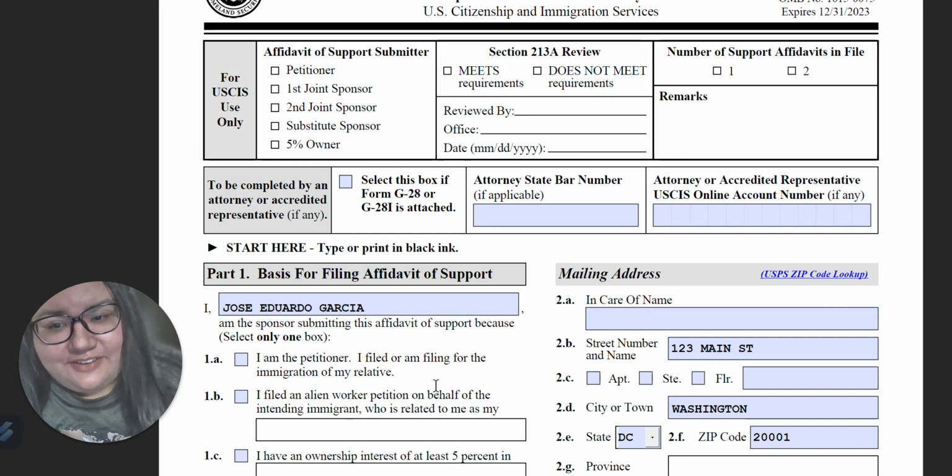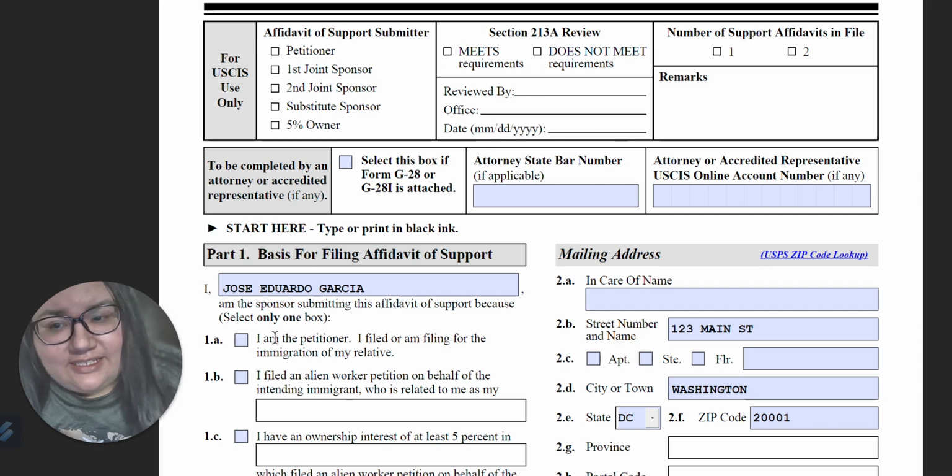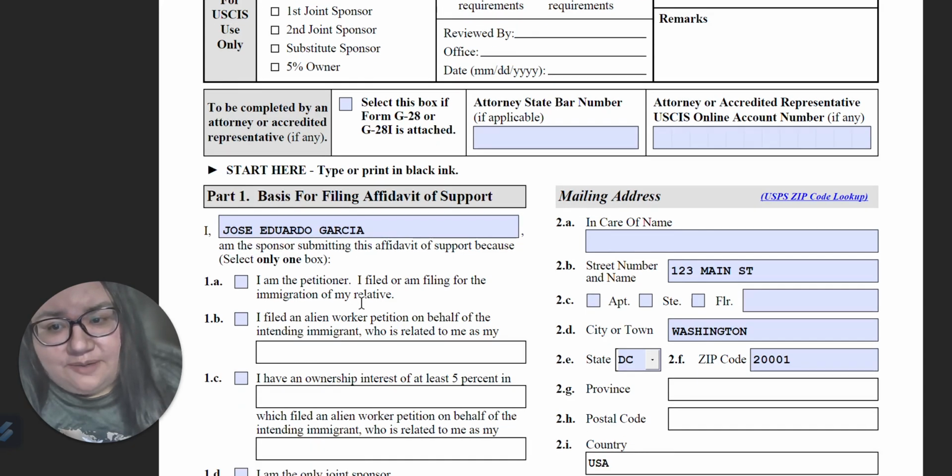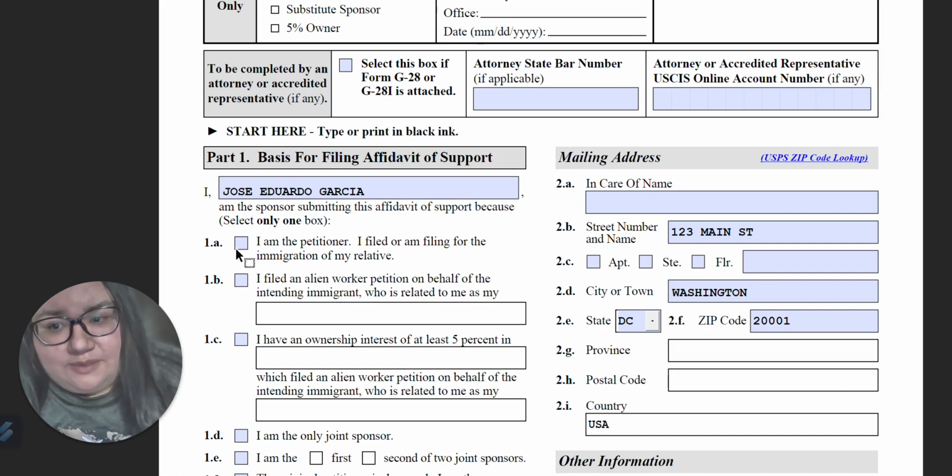All right, so in our scenario, the sponsor is Jose Eduardo Garcia, otherwise known as the petitioner. Remember that this form is filled out from the perspective of the sponsor and the petitioner, so always take that into account. The first thing we're going to do is put in the sponsor's full name, Jose Eduardo Garcia, as he's the sponsor. And now we're going to choose option 1A, which states, I am the petitioner. I filed or am filing for the immigration of my relative.